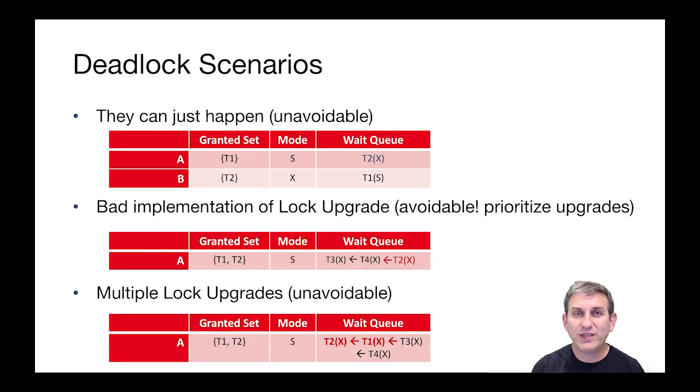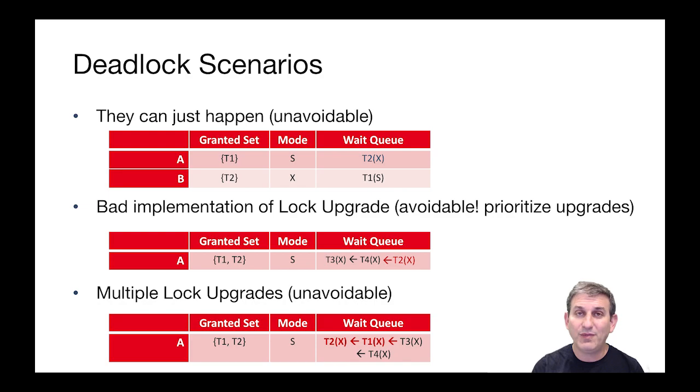Let's look at some scenarios where deadlock can happen. First of all, deadlocks are unavoidable in database systems. Sometimes they just happen. For example, transaction 1 might have had a query that wanted to read from object A and then read from object B. Transaction 2 might have had a query that wanted to update object B and then update object A. And those things happening in different orders simply lead to deadlock, and there's nothing the system could have done to avoid it.